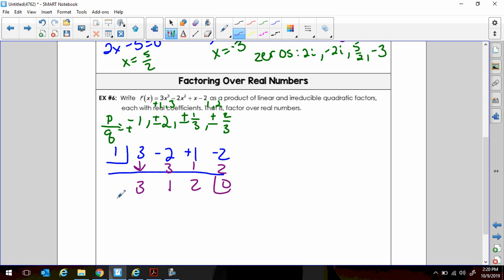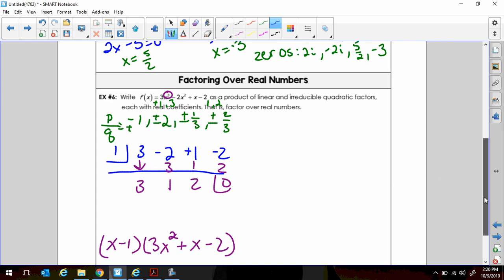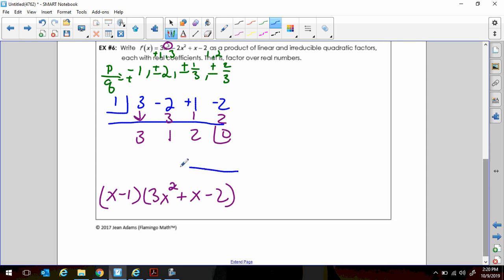Now, I know that x minus 1 is a factor. But my other factor, or my other term, is 3x. We always decrease by 1. So it was cubed, now it's squared. Plus x minus 2. But I cannot factor this. I mean, you can try. You can even plug it into the quadratic formula. You're going to get something that's not real. It's going to be imaginary. So this is it. If you want us to factor over the real numbers, this is all we got. We cannot simplify this term. We cannot factor this term.